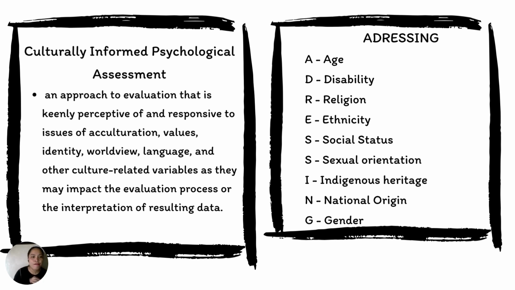Now, the misspelled ADDRESSING is an easy-to-remember acronym, wherein A stands for age, D for disability, R for religion, E for ethnicity, S for social status, including variables such as income, occupation and education, another S for sexual orientation, I for indigenous heritage, N for national origin, and G for gender. Now, how might this ADDRESSING acronym be helpful in the assessment of clients?